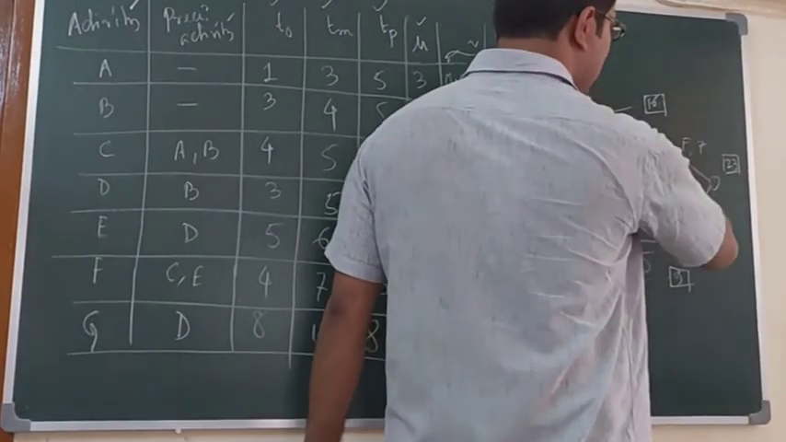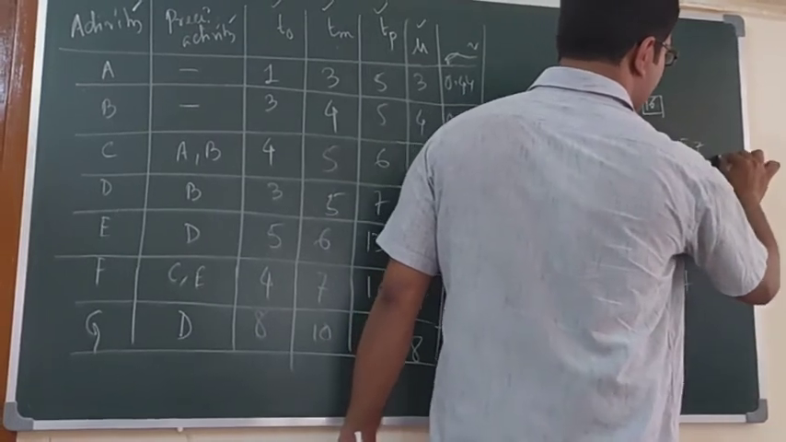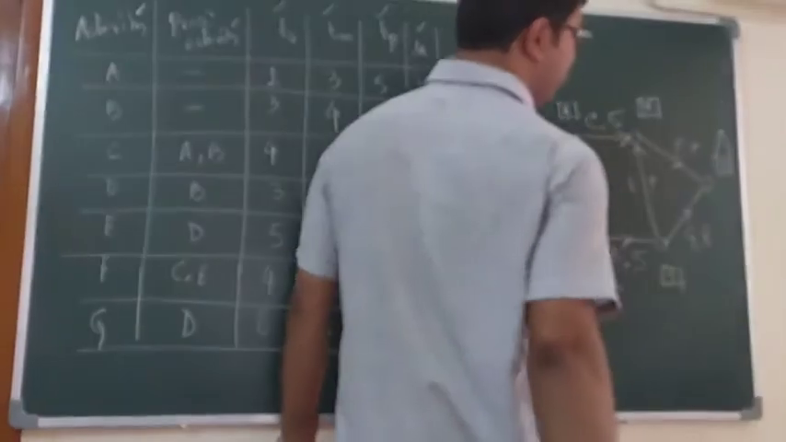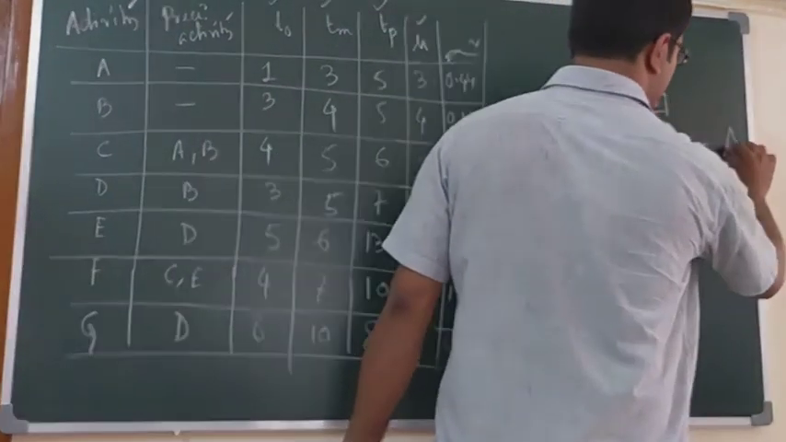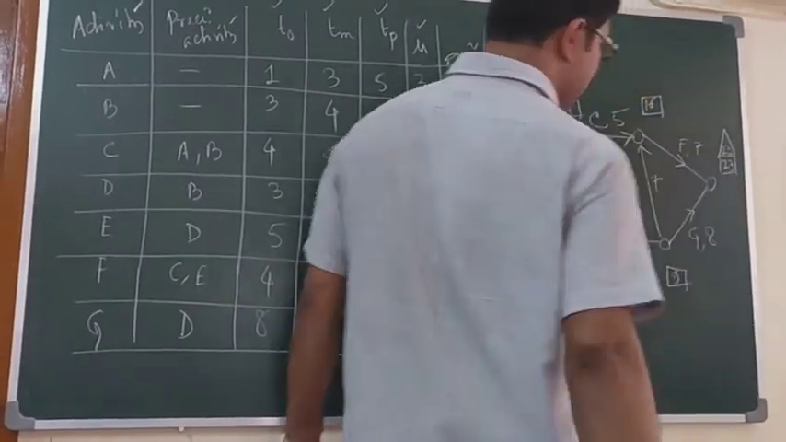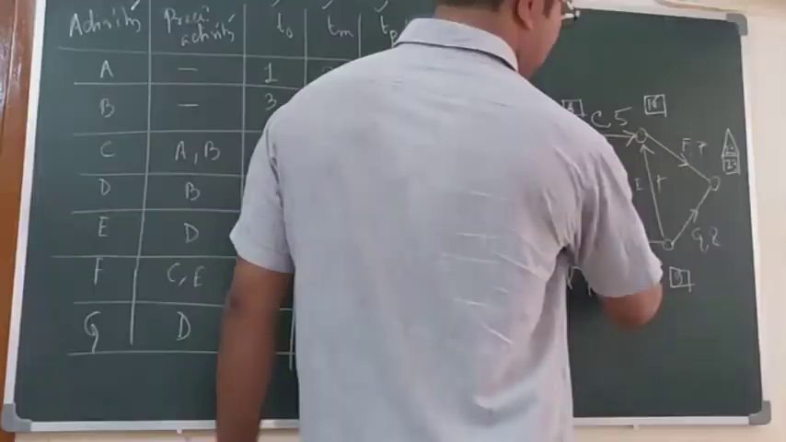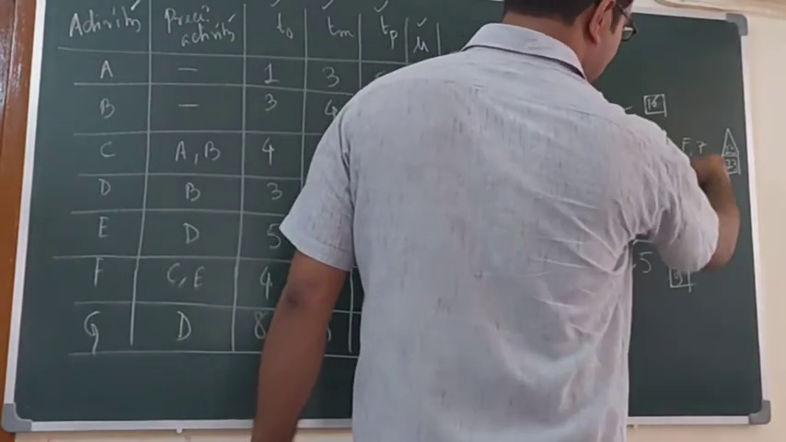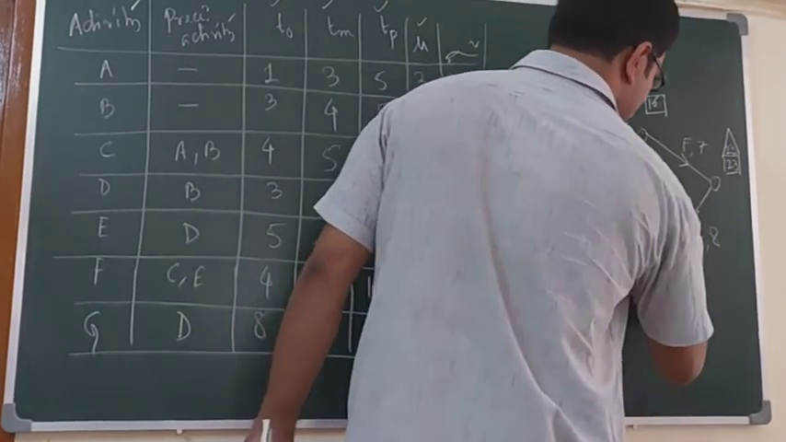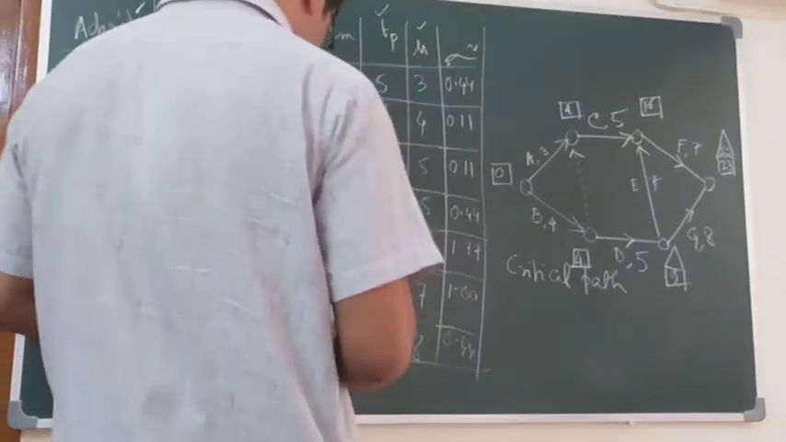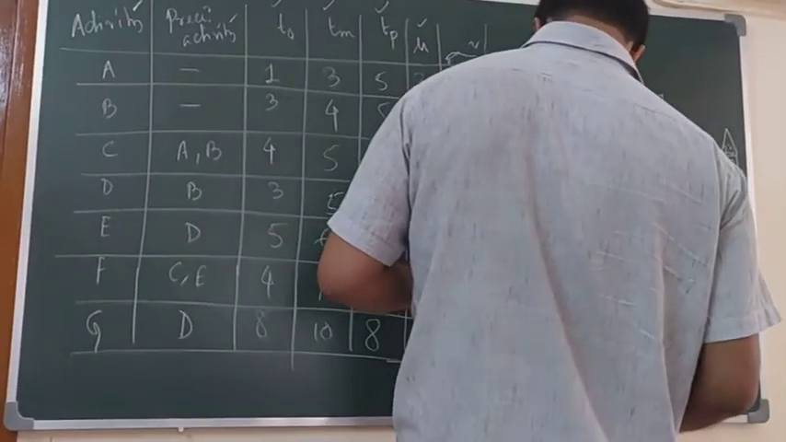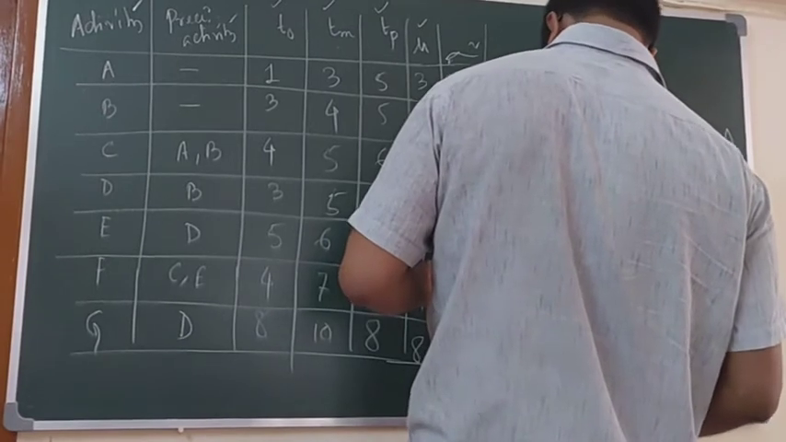Next, we have to calculate the backward pass. The latest occurrence (triangle) of the last node is equal to the earliest occurrence (box) of the last node, so 23. Next, this point: 23 minus 8, when we use the backward pass.